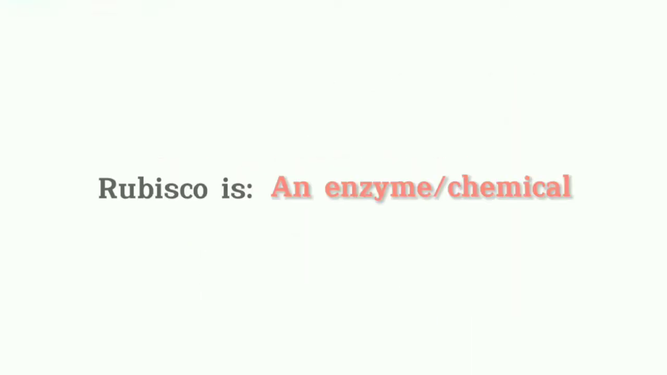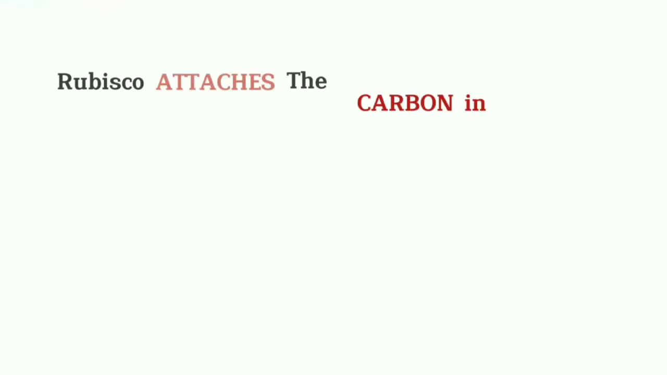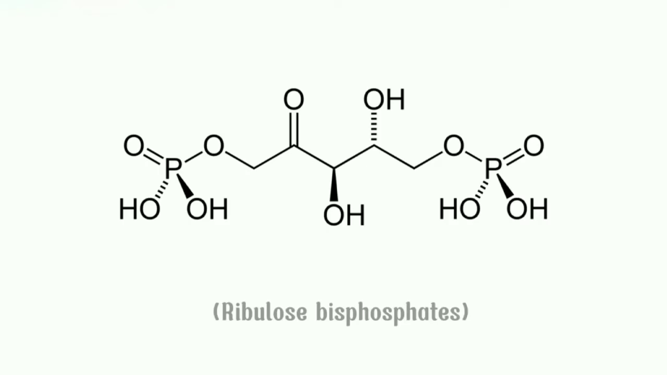This is an enzyme, or chemical, that makes reactions move faster. This step is so important that rubisco is the most common protein in a chloroplast and on Earth. Rubisco attaches the carbon in CO2 to a 5-carbon molecule called ribulose. This creates a 6-carbon molecule which immediately splits into 2 chemicals, each with 3 carbons.